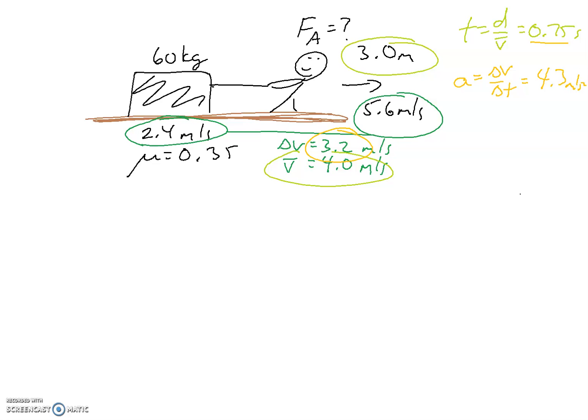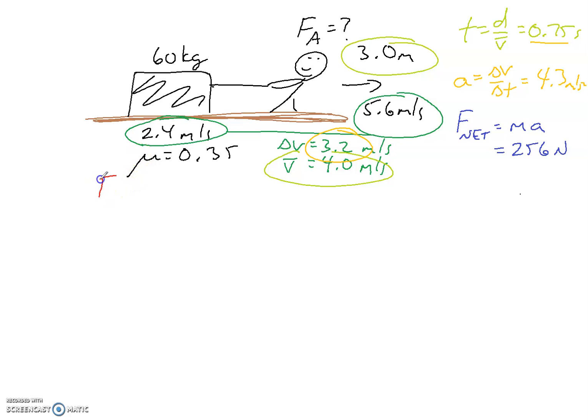Okay, now that I have my acceleration, I can find something really important: my net force. With mass and acceleration, you can always get net force. So my net force is going to be equal to ma. If I do the 4.3 and multiply that by the mass of the box, that gives me around 256 newtons. But that's not how much he is actually pulling with. That's just his net force. That's what he's actually getting to use, because there's also friction involved.